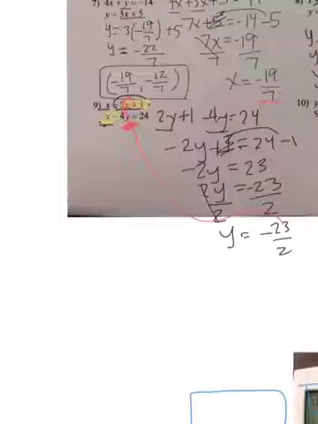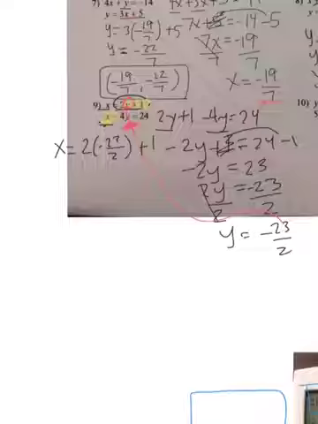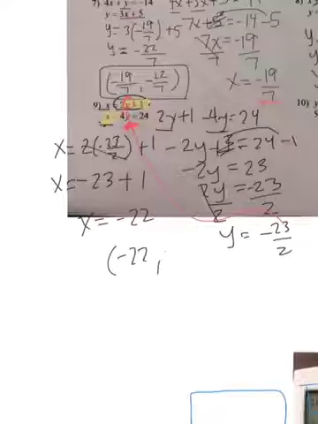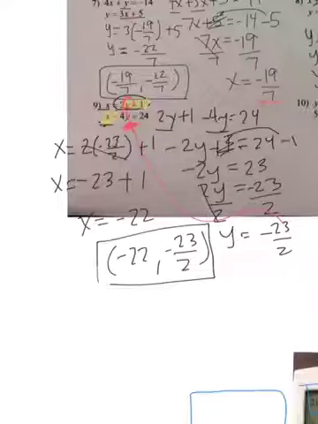So you're going to do x equals 2 times negative 23 over 2 plus 1. That's supposed to be a 3. So the 2's cancel out, and I'm left with negative 23 plus 1. And so x equals negative 22. And my solution is going to be negative 22 and negative 23 over 2. Okay?